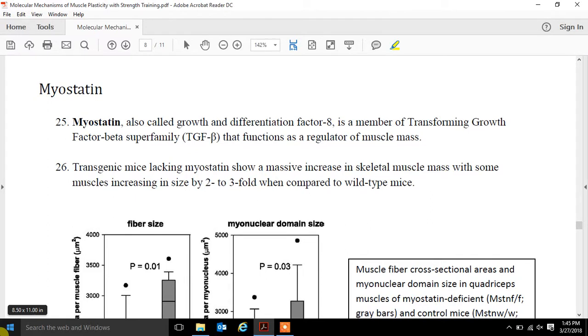Another thing that comes up when you start talking about skeletal muscle adaptation is myostatin. It's also been called growth and differentiation factor 8. And it is a regulator of muscle mass. So I'm going to just highlight: myostatin functions as a regulator of muscle mass.